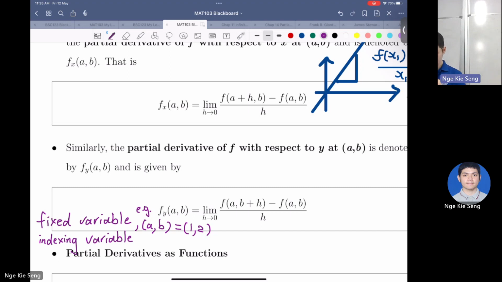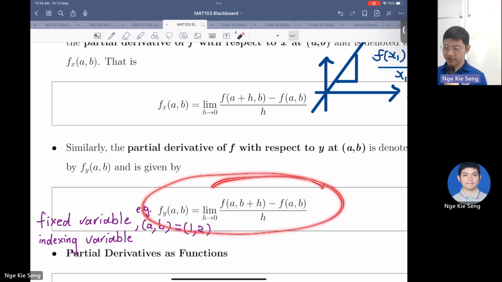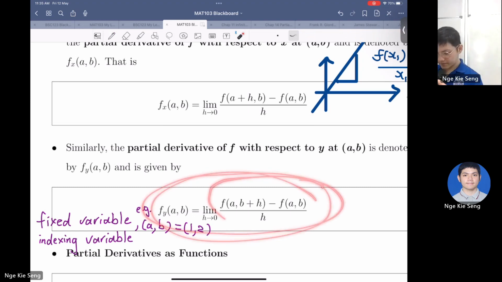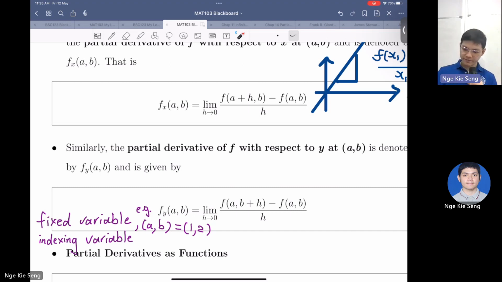x, where's x? x is not in here, right? So we are looking at this particular equation. So what else? f, right? So f is a function. So you need to start with one function first before you calculate stuff. Okay. So you start with one f, one (a, b). So how about h and y?